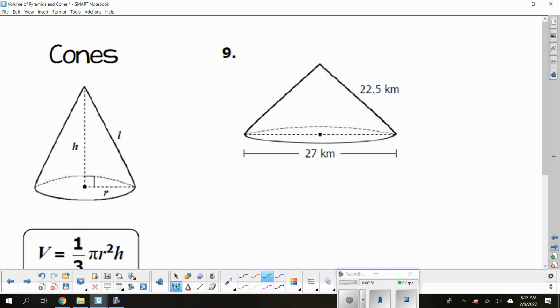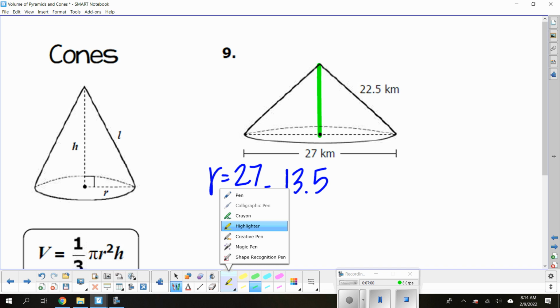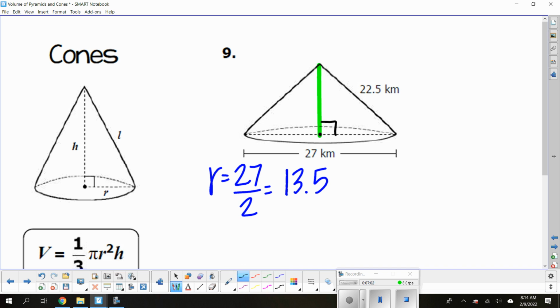On number 9, I don't have my radius again. My radius is half my diameter, so 13.5. And I also don't have my height, because my height needs to drop down from the center to the center in order to make that right angle. And I don't have that.